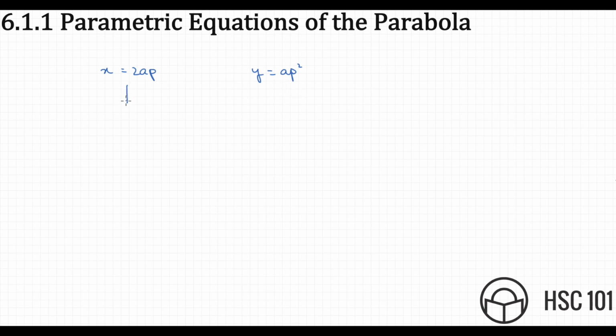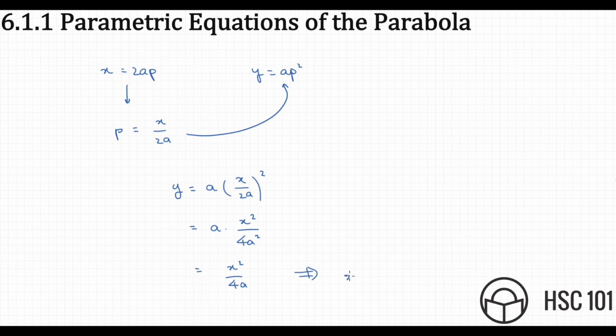I can do this by starting with x equals 2ap. If I rearrange, I get p equals x over 2a. And of course, if I take this value of p and substitute it into our second equation, you can see that the resulting y equals a times (x over 2a) squared. If I expand this, I'm looking at a times x squared over 4a squared. The a over 4a squared cancels, giving us x squared over 4a. And if I multiply the 4a to the left, this gives us x squared equals 4ay, which is the standard equation of a parabola.